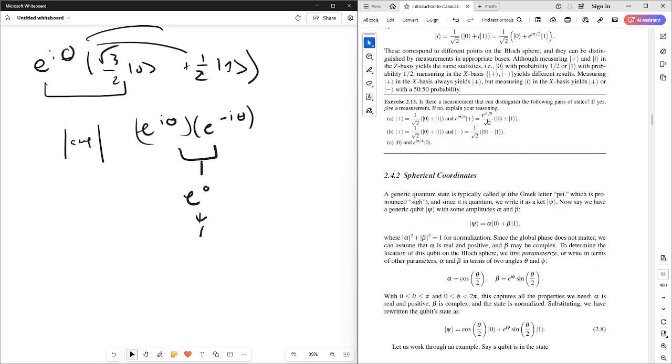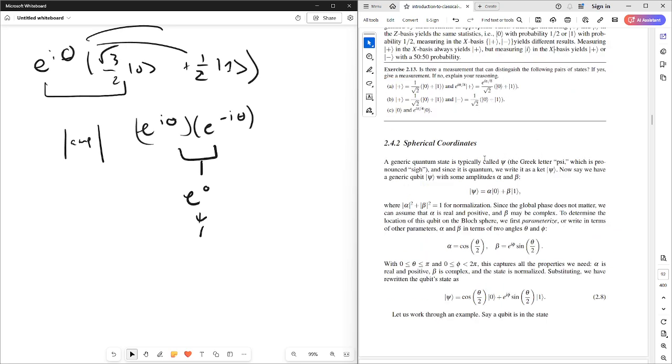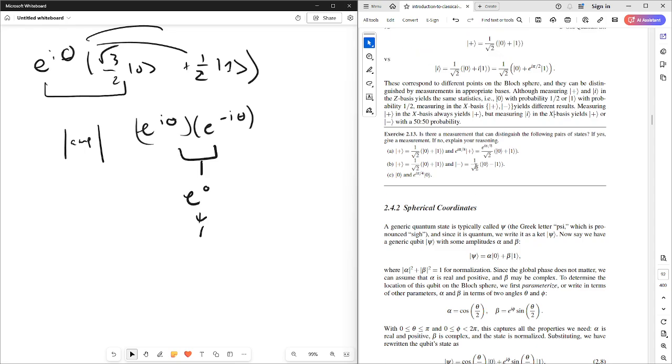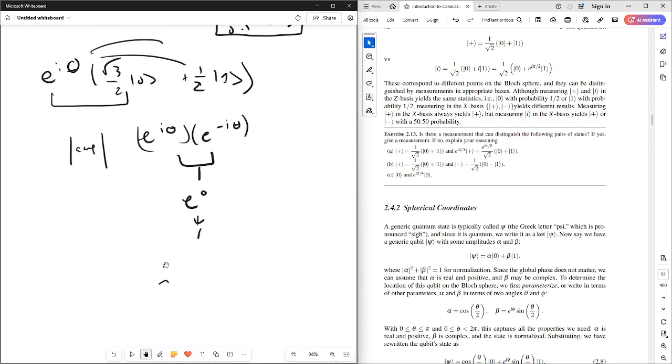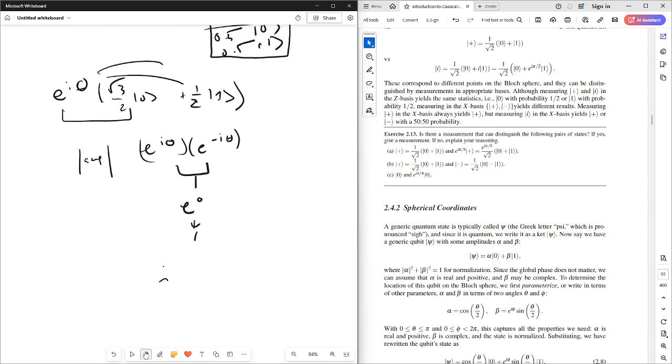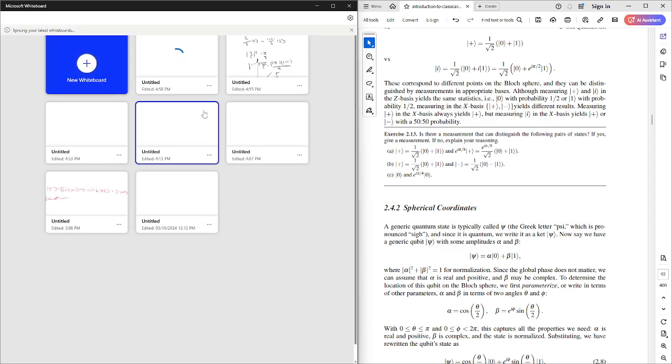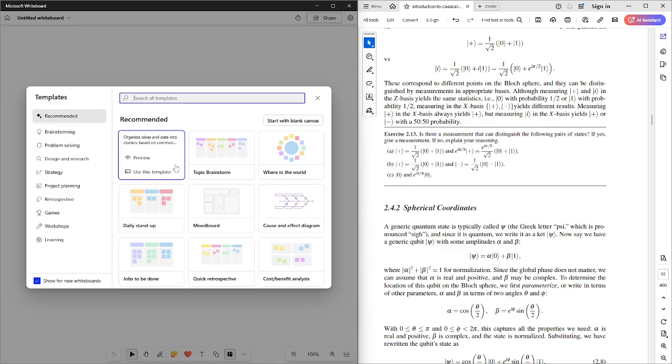So let's take a look at an example, just to clarify my mind on this. This is the first time I've seen some of this stuff since... what's going on here? Okay, man. We have like a million whiteboards active. Okay.